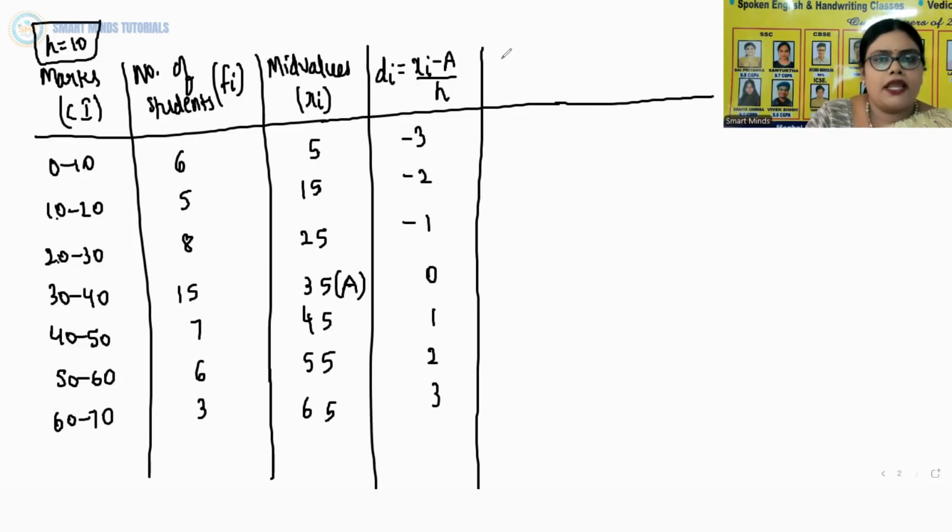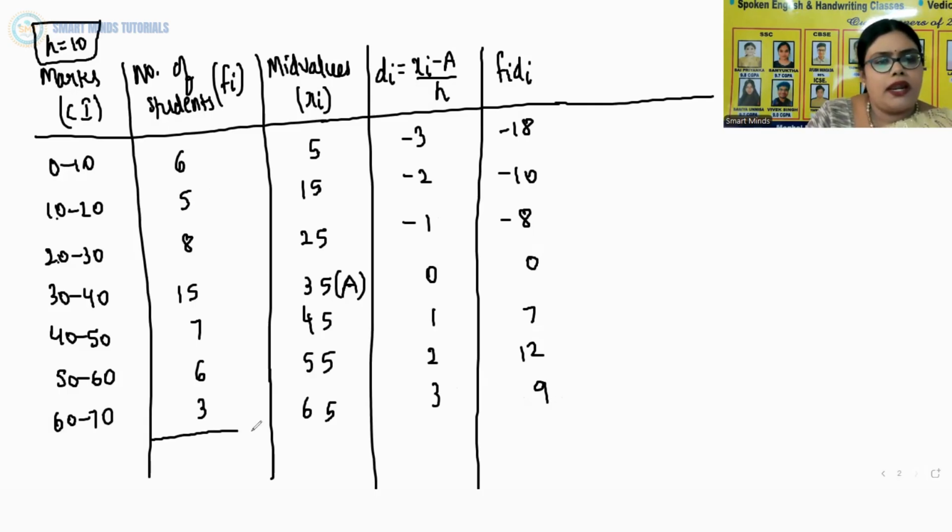After finding di, we will find fi di. Fi means second column and the fourth column we need to multiply. So 6 into minus 3 is minus 18. 5 into minus 2 is minus 10. 8 into minus 1 is minus 8. 15 into 0 is 0. 7 into 1 is 7. 6 into 2 is 12. 3 into 3 is 9.